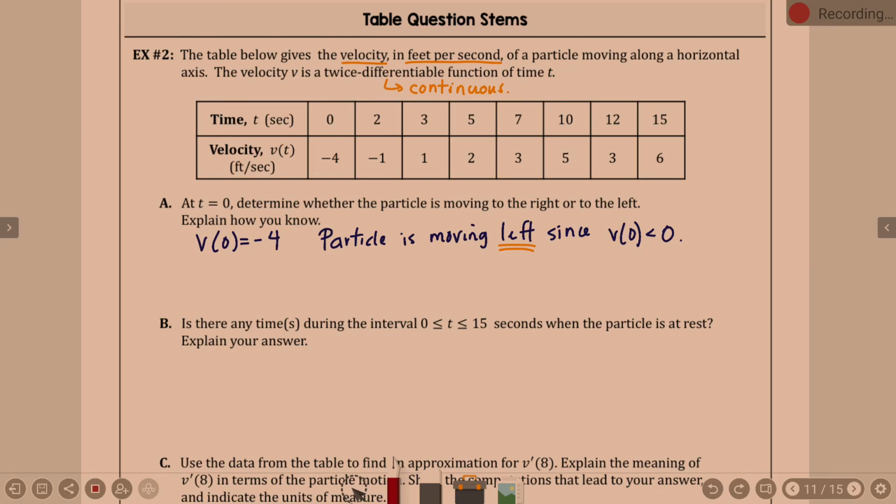I want to say between 2 and 3. Why? Because it has to cross through 0. Because it's continuous. Because it's a continuous function. This is why they said that. Okay, otherwise, we don't know because they're just points.